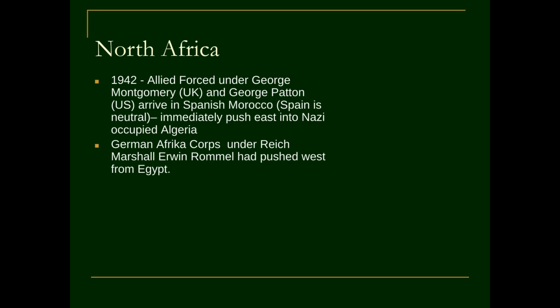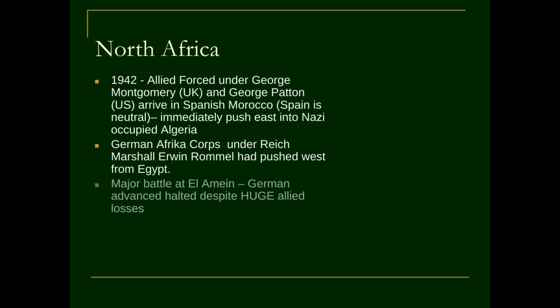The Germans were going to be led by the Desert Fox, is what they nicknamed him. His name was Reich Marshal Erwin Rommel. He had pushed west from Egypt. And the major battle that's going to occur in North Africa is the Battle of El Alamein. The Germans' advance was stopped there at El Alamein, and that's going to be huge because from there on in, the Germans are going to start losing ground in Africa, and those oil lines are going to be shut off.